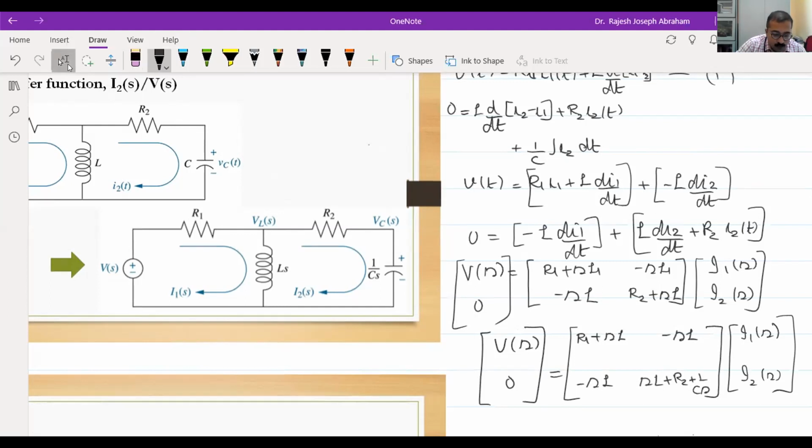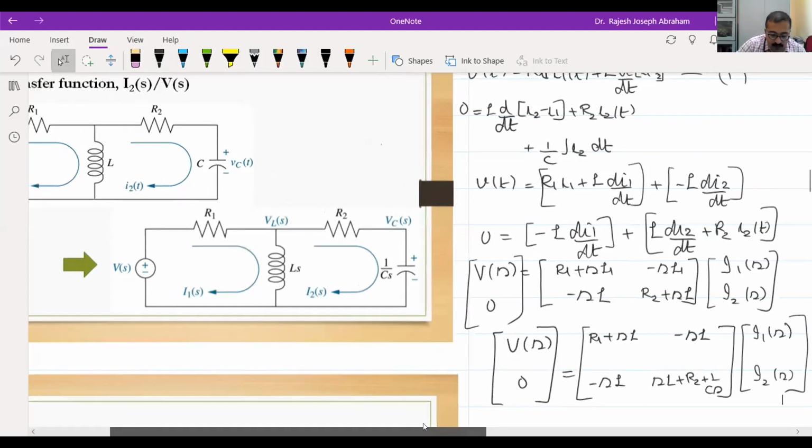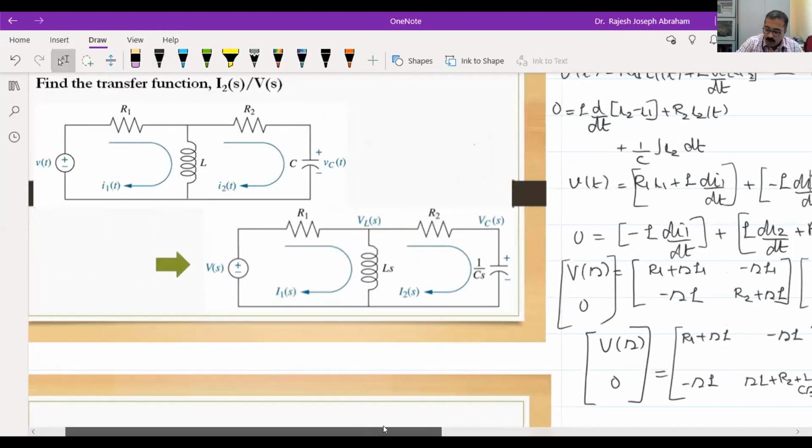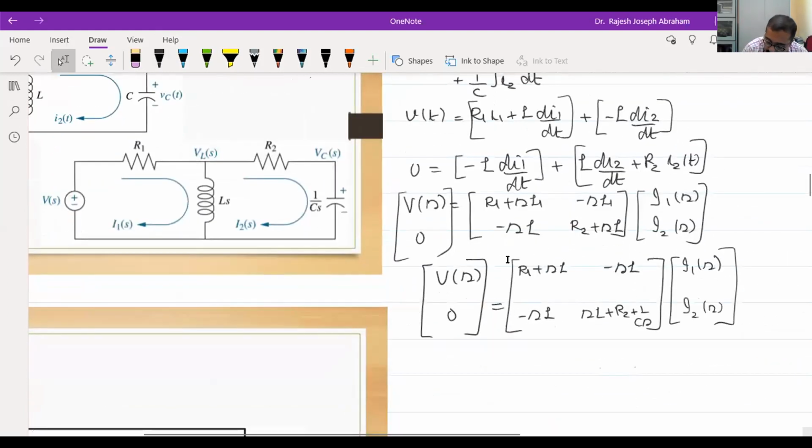We are asked to find what is the transfer function I2 of S by V of S. What is I2? I2 is the current through the loop 2. How can you find current through loop 2 now? Using Cramer's rule. What is Cramer's rule? I2 of S is nothing but delta 2 of S divided by delta of S. What is delta of S? Delta of S means this determinant. This is delta, the determinant of this thing. R1 plus SL into this thing minus SL into minus SL. That is what is delta.